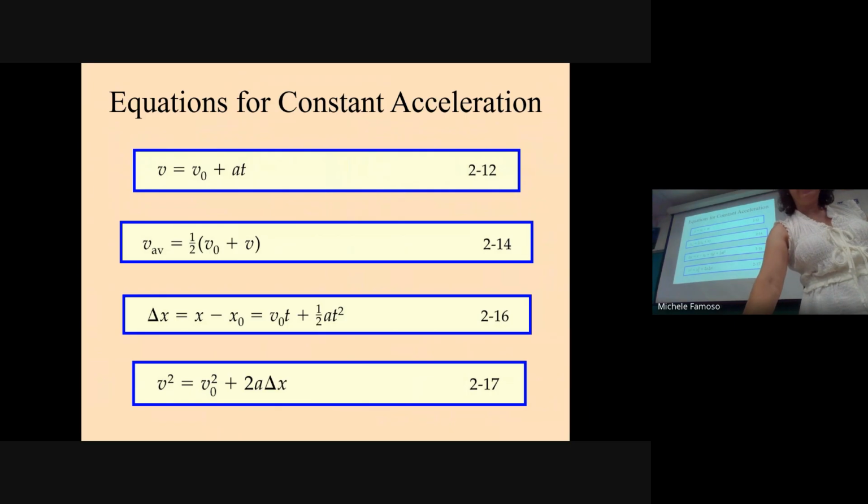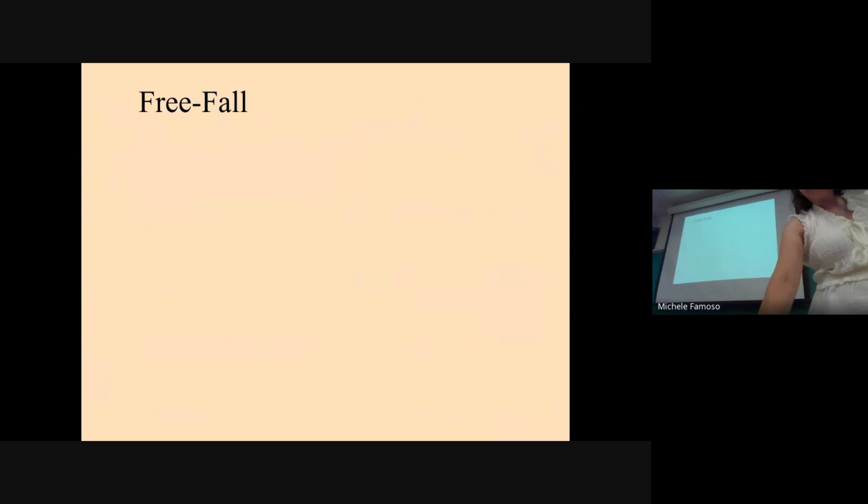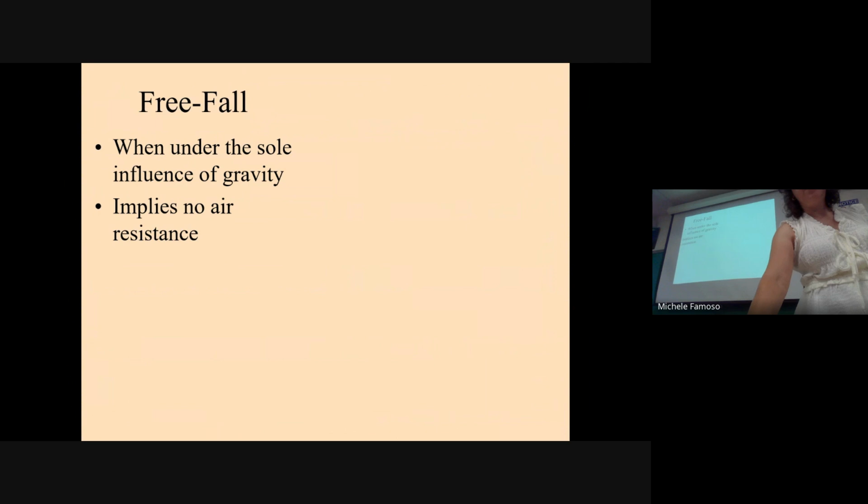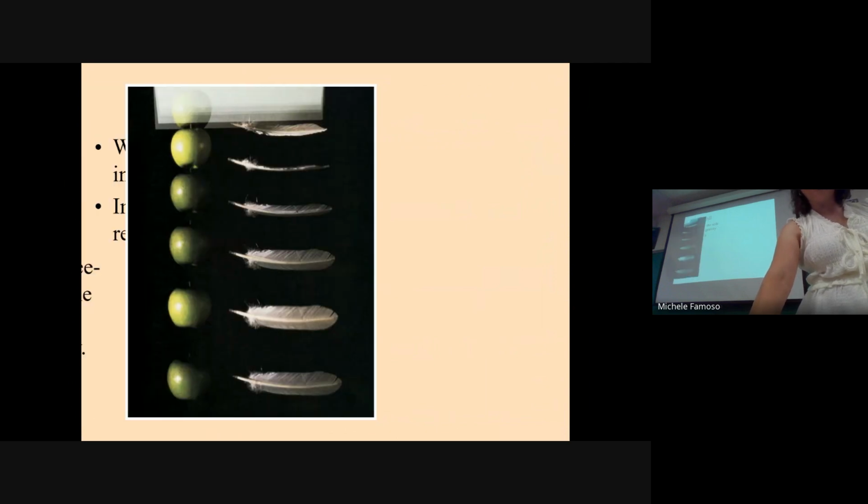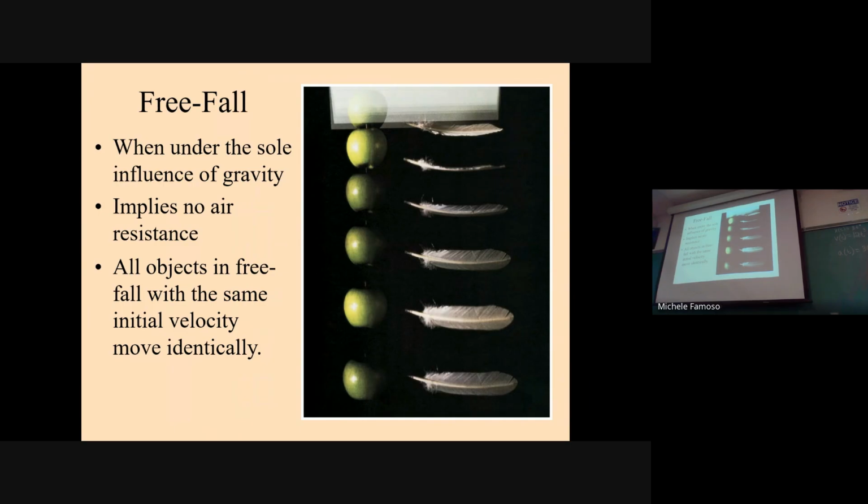That's it. All right, let's talk about if you're in free fall. That's when you're falling under the sole influence of gravity, no air resistance. If you are falling in free fall and you have 2 objects that are both dropped, they're going to have the same initial velocity and they move together. Their mass doesn't matter. Their mass does not matter. We know that from the Regents course.